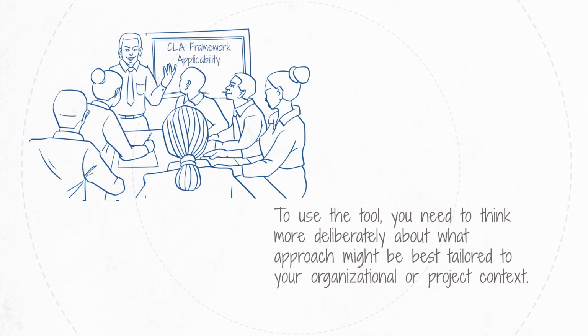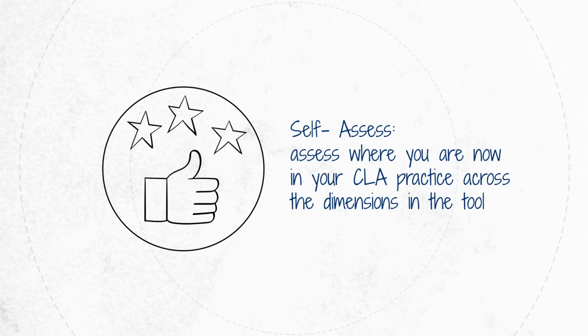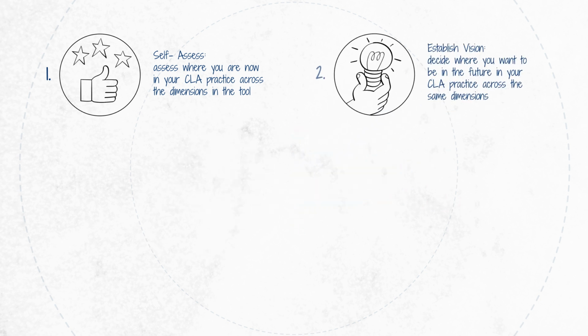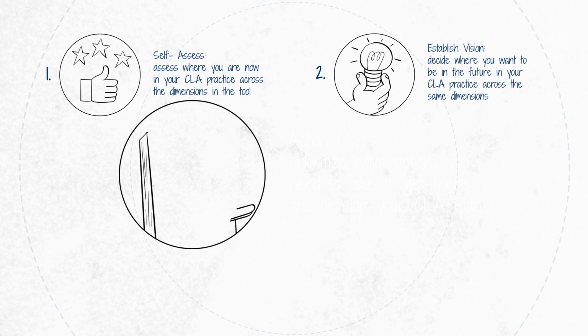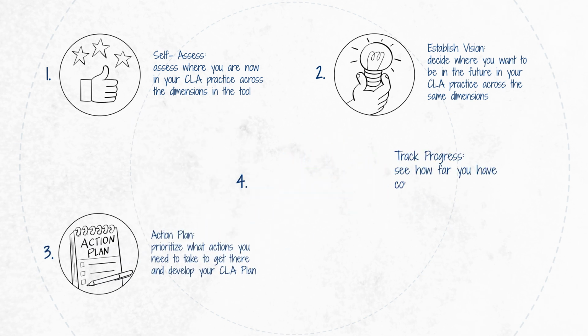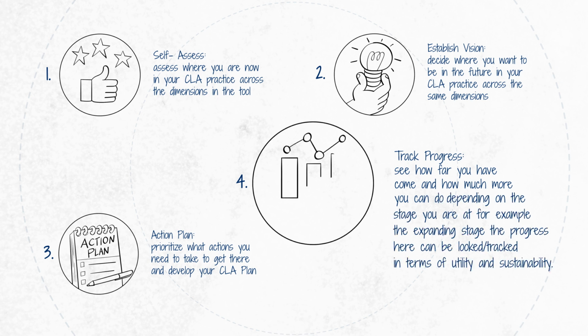You can use the tool to help you: 1. Self-assess. Assess where you are now in your CLA practice across the dimensions in the tool. 2. Establish vision. Decide where you want to be in the future in your CLA practice across the same dimensions. 3. Action plan. Prioritize what actions you need to take to get there and develop your CLA plan. 4. Track progress. See how far you have come and how much more you can do.